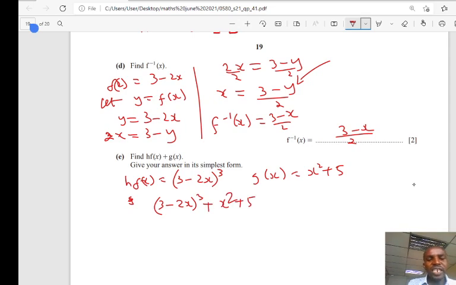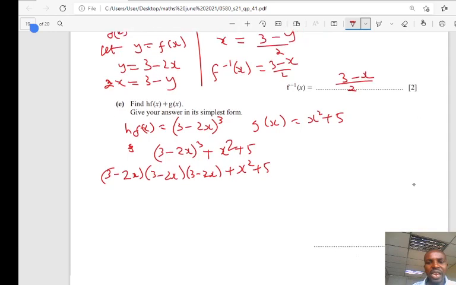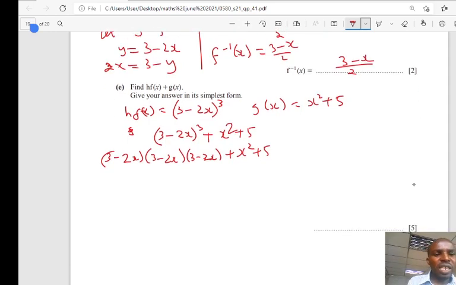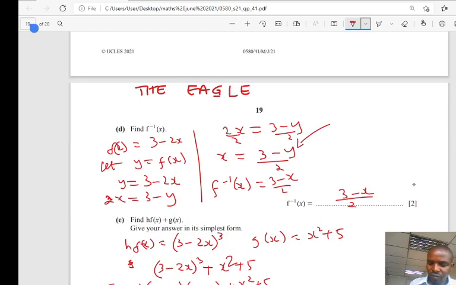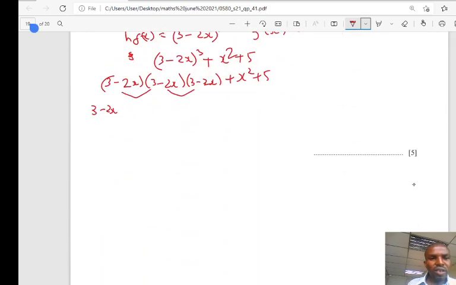Then remove this bracket. The cube is the same as (3 minus 2x) times (3 minus 2x) times (3 minus 2x), plus x squared plus 5. It's just a matter of simplifying these items. You can multiply this bracket and this bracket, then maintain this one, 3 minus 2x. Deal with these two first.